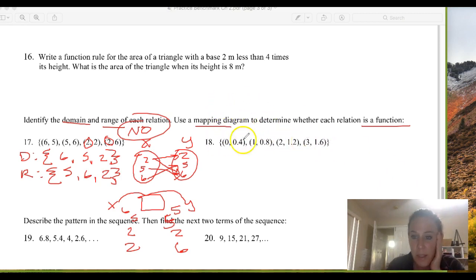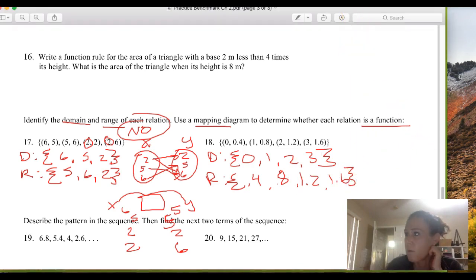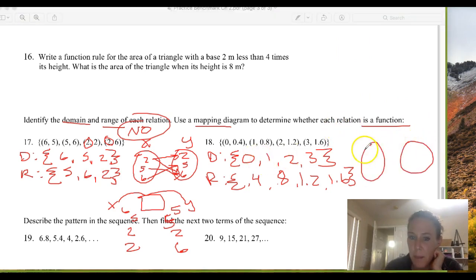Okay, let's go ahead and look at these guys. You got some decimals here, it's fine. Domain, just your x values, 0, 1, 2, and 3. Range is just your y values, 0.4, 0.8, 1.2, 1.6. So 0.4, 0.8, 1.2, 1.6. Your mapping over here. So, sorry, I lost my pen. Your mapping would look like this. 0, 1, 2, 3. And then you're going to have 0.4, 0.8, 1.2, 1.6.